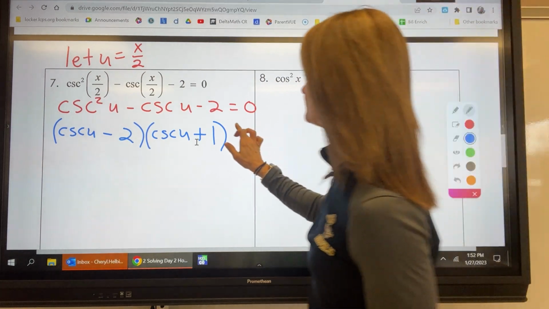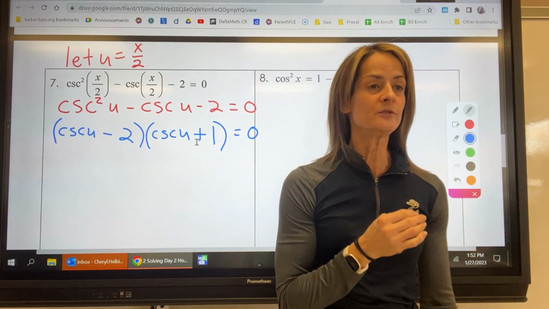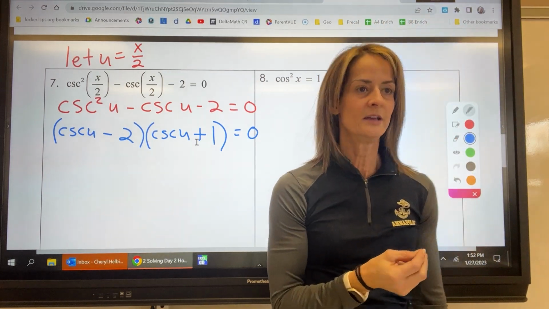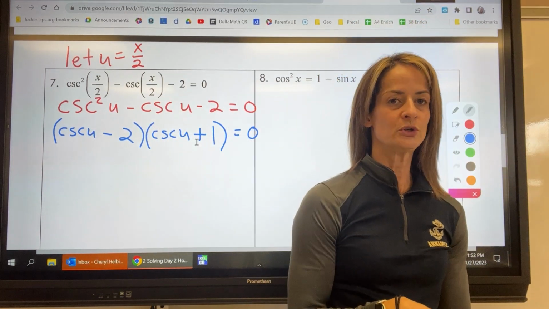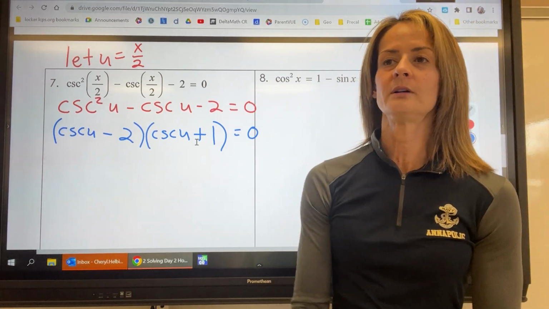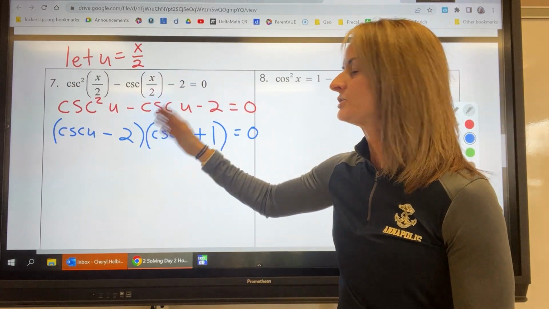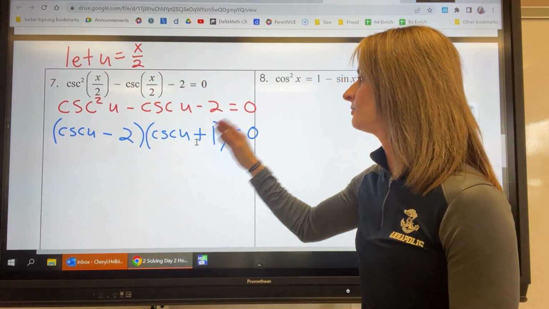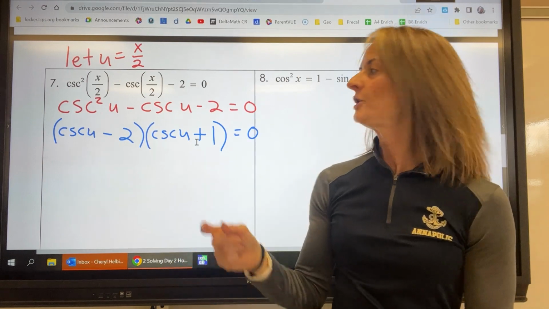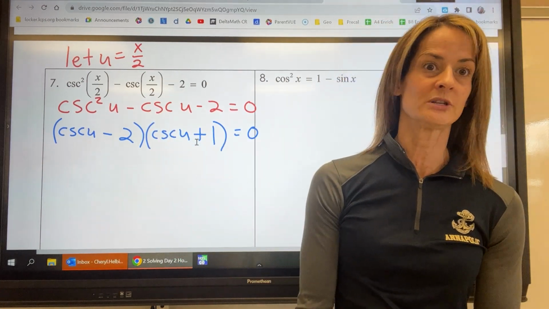So let me finish this and set this equal to 0. Now that I have 2 factors, we can use the zero product property from Algebra 1 again. We can set each of these equal to 0 separately, okay? Now I'm not gonna write that out, but the next step would be the cosecant of u minus 2 equals 0, and then the cosecant of u plus 1 equals 0. We all know that we're gonna add 2 to both sides, and then we're gonna subtract 1 from both sides. So I'm just gonna start there.